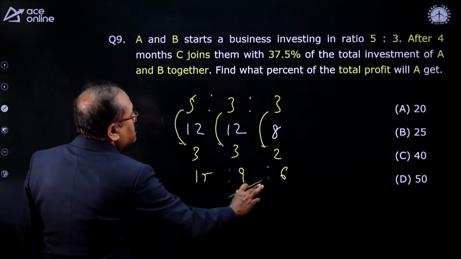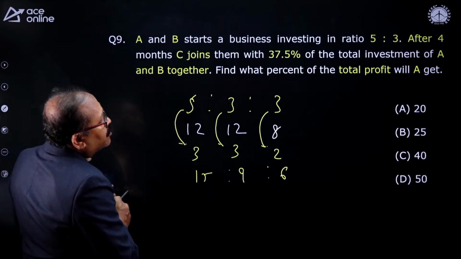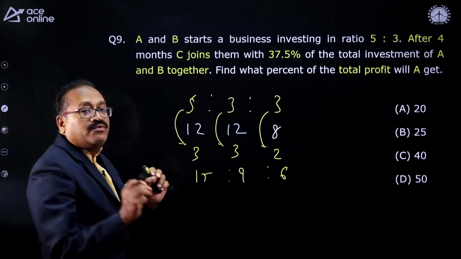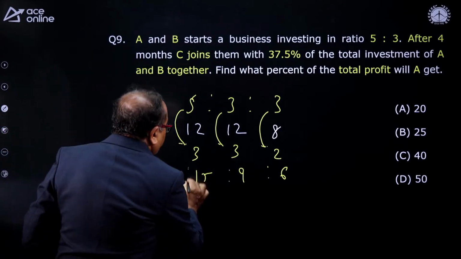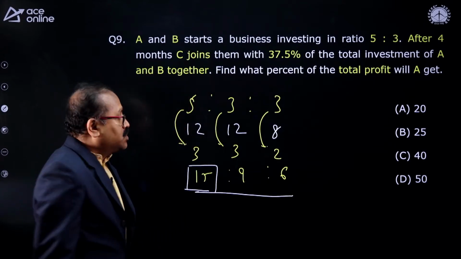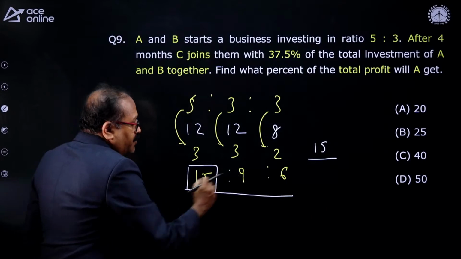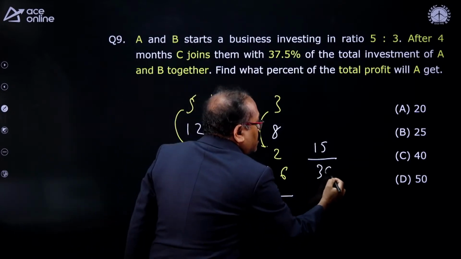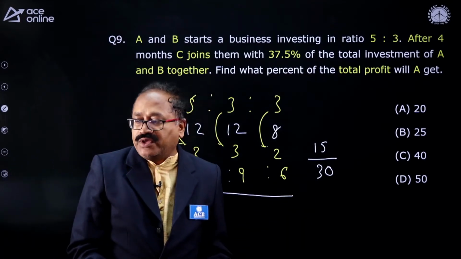Okay, this is what the ratio is. Now the total profit is given. Find what percentage of the total profit will A get. So this is A's profit out of the total profit. 15 is what percentage of 15 plus 9, 24, and 24 plus 6, which is 30. So that is 15 by 30, which is nothing but 1 by 2, which is 50%.